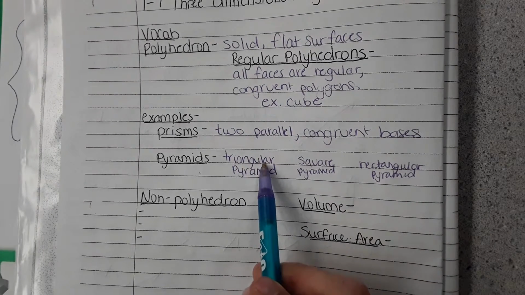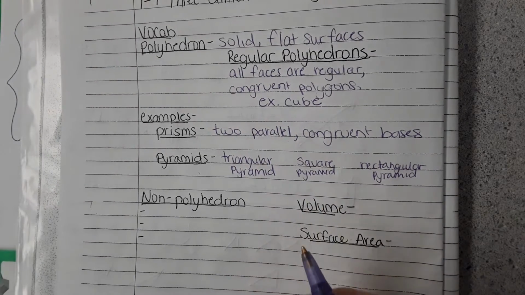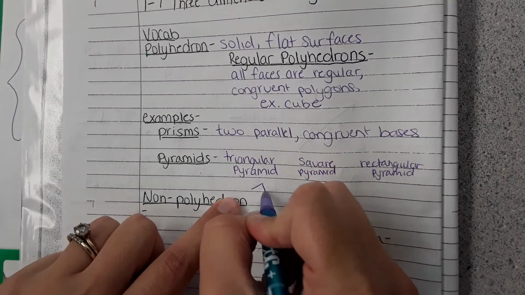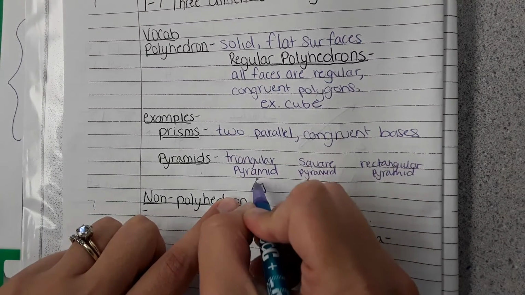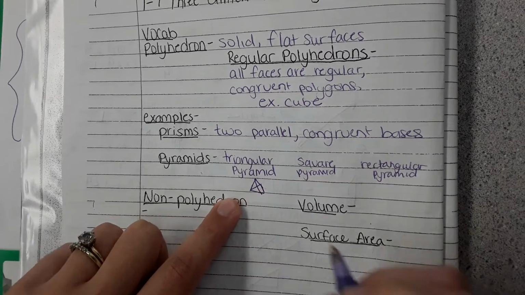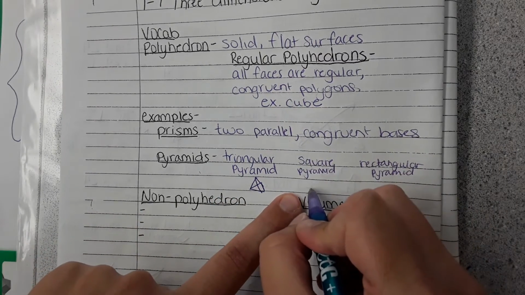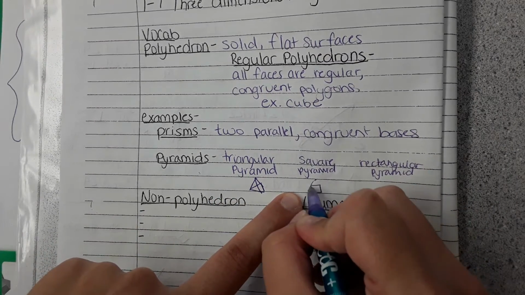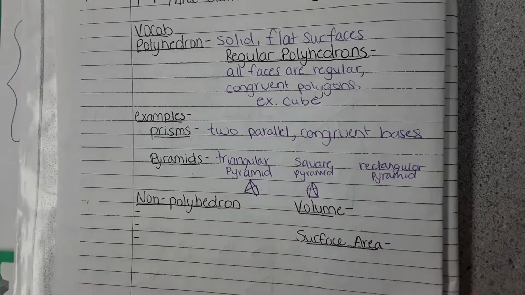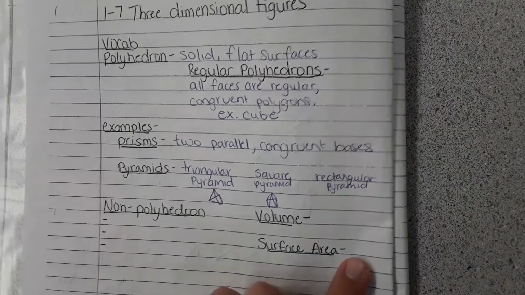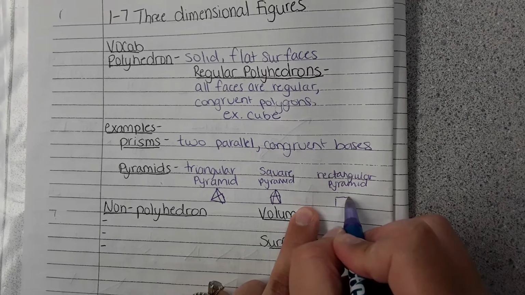This shape specifically is the shape of the base. So for a triangular pyramid, the base would be a triangle, and then of course it comes together to a point like you're used to. Square pyramid has a square base. A rectangular pyramid would have a rectangular base.